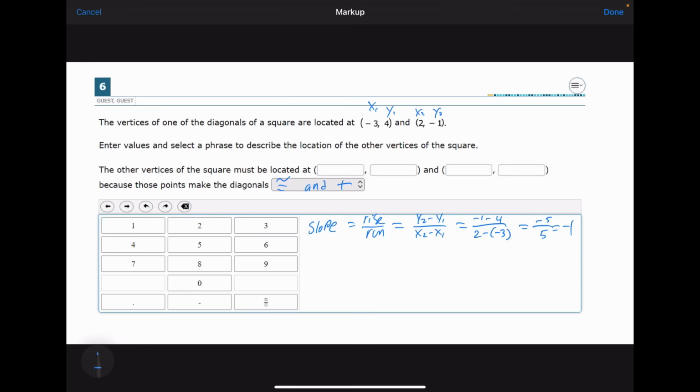So here we've determined that the slope of this diagonal is -1. And let's sketch this shape. So we know that we have a -3, 4, and we have a 2, -1. My diagonal that I just solved the slope for is here. So if you think about what does a slope of 1 or -1 mean, that means that this angle here is going to be 45, and it's going to be 45 in both places.